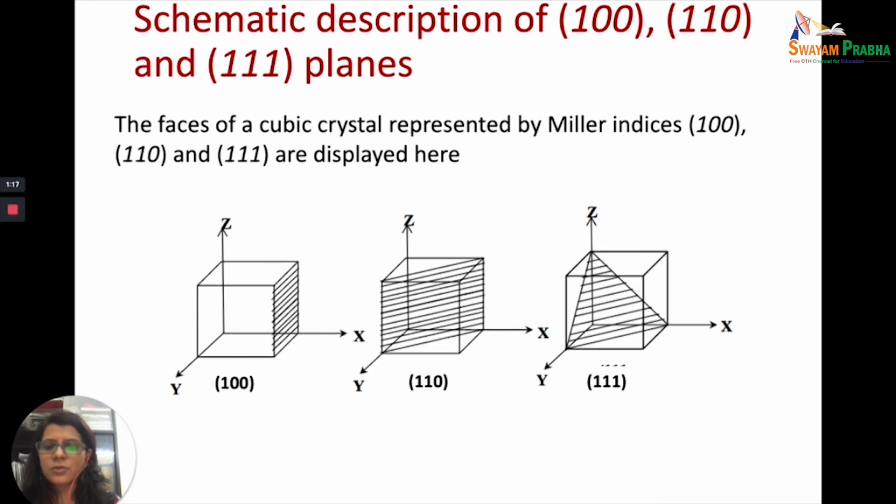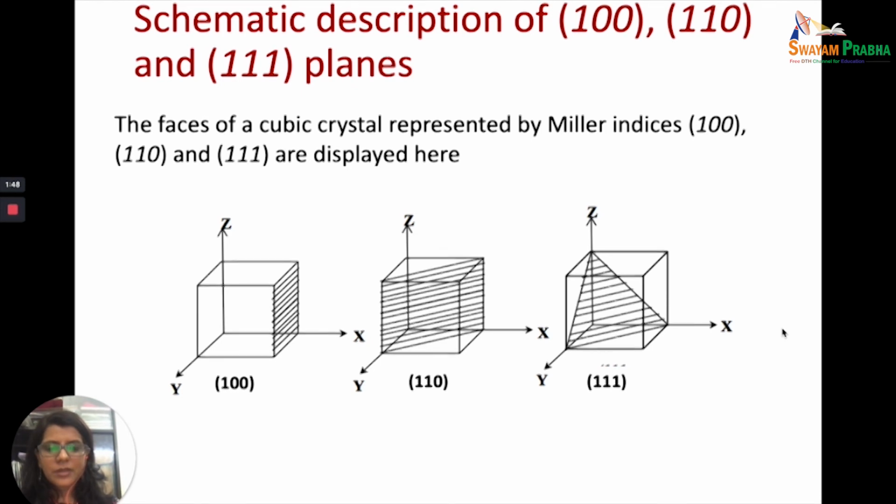Now let's take a look at the planes that we've been talking about just to get a good idea of it. Look at this. This is a 1, 0, 0 plane. The 1, 0, 0 plane will cut the x-axis at 1 and will be parallel to the y and the z. Look at this plane. This cuts the x-axis, this cuts the y-axis, but is parallel to the z. So it is a 1, 1, 0 plane. Look at this plane. It cuts x, y, and z. So this is a 1, 1, 1 plane.